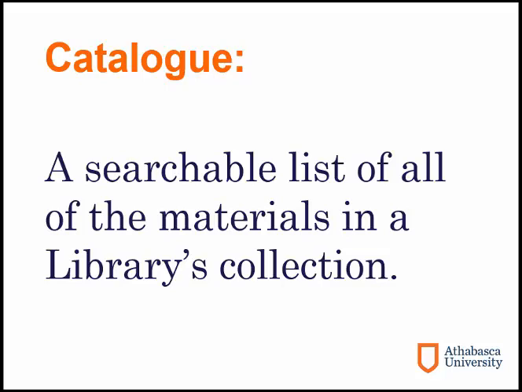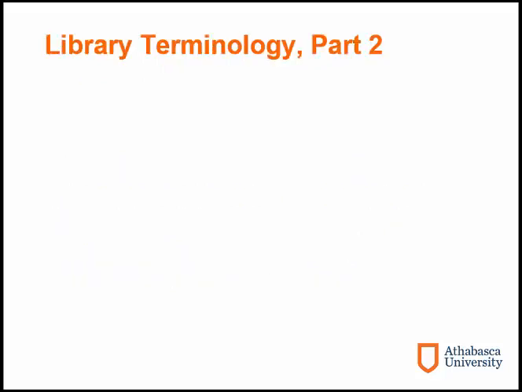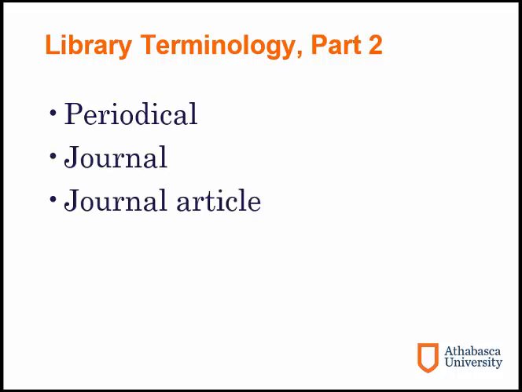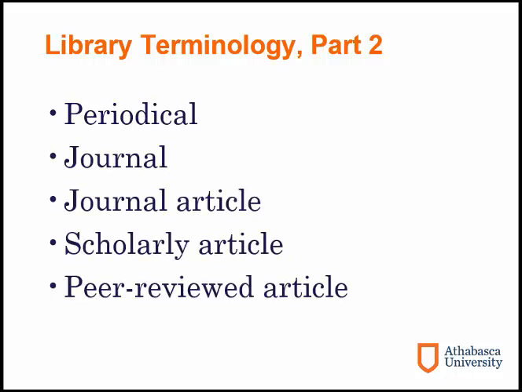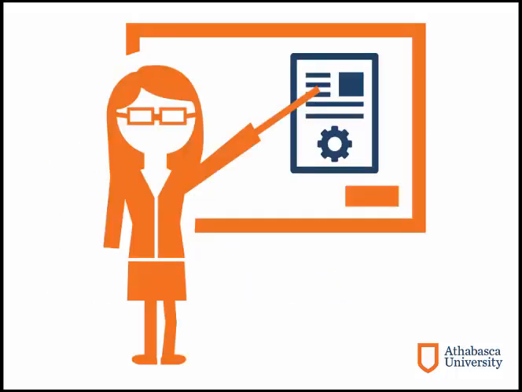In part 1 of this video on library terminology, I discussed the library catalog and the kinds of items you can find there. In this video, part 2, I will discuss the terms periodical, journal, journal article, scholarly article, and peer-reviewed article. You will almost certainly be asked by your course instructors to use journal articles in your assignments or research papers.